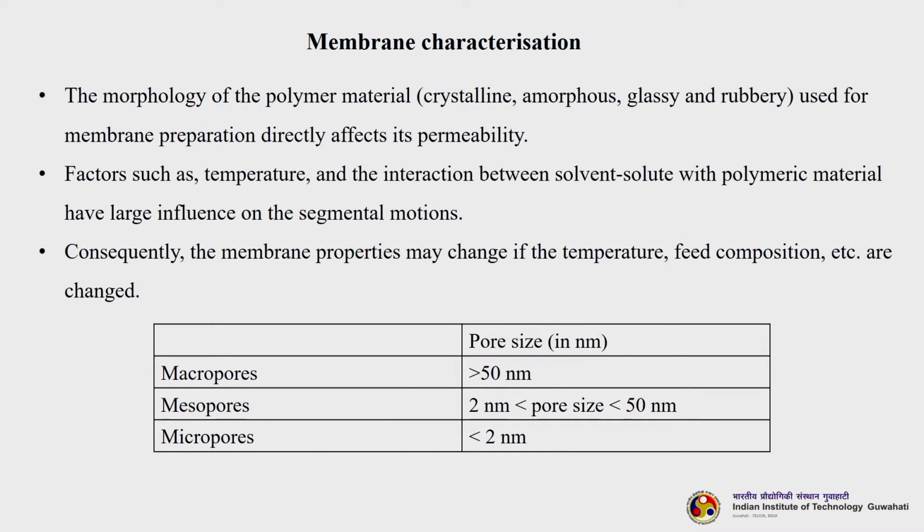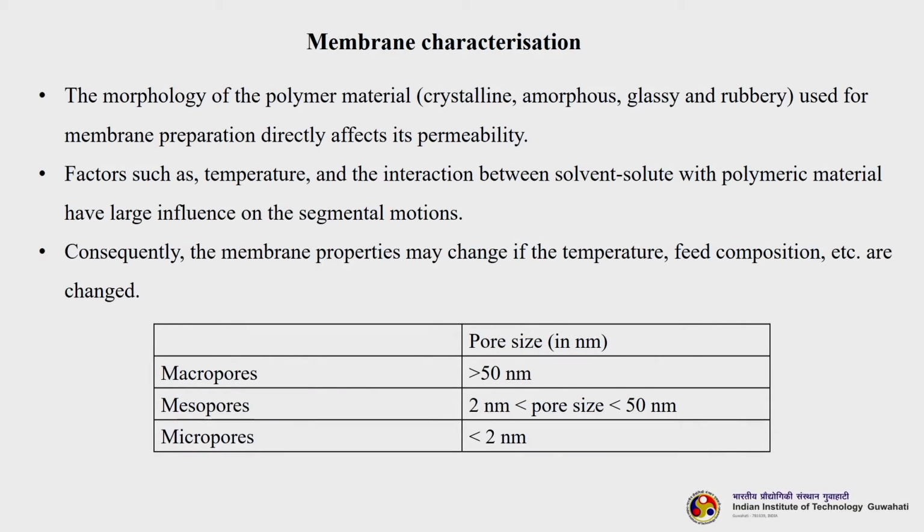The morphology of the polymeric material, that is, whether it is crystalline, amorphous, glassy or rubbery, is used for preparation of membranes, and it directly affects the membrane permeability. Factors such as temperature and the interaction of solvent and solute with the polymeric material also have a large influence on the segmental motions. Consequently, membrane properties may change if the temperature, feed composition, etc. are changed.